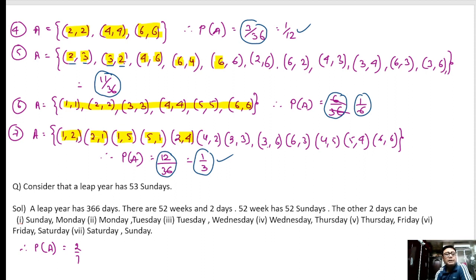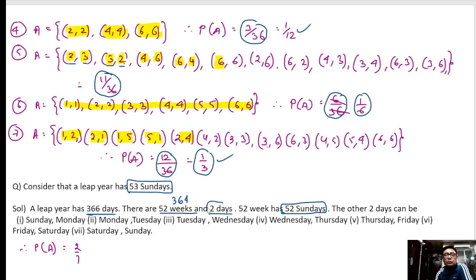Next question is, consider a leap year has 53 Sundays. That means you should have a leap year and there should be 53 Sundays. Now we know that a leap year is 366 days. That means there are 52 weeks and 2 days. 52 weeks makes us 364 days. And in the 52 weeks we have 52 Sundays confirmed.